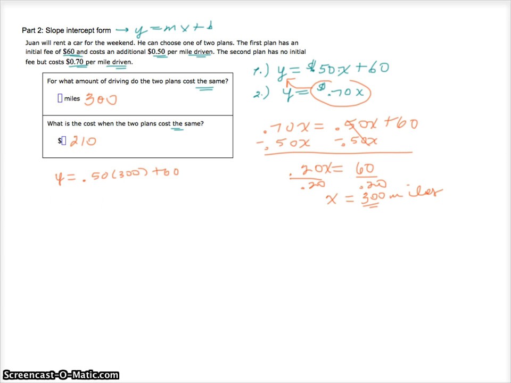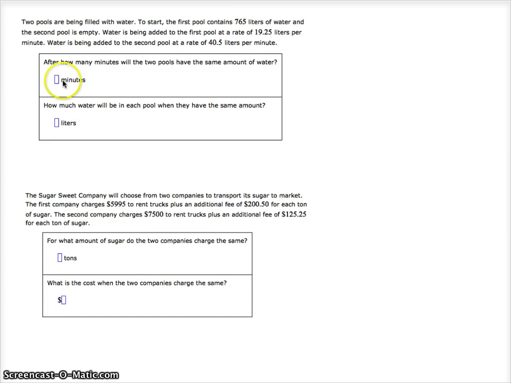Let's look at a couple more examples. In the top example, it says the two pools are being filled with water. To start, the first pool contains 765 milliliters, and the second pool is empty. Water is being added to the first pool at a rate of 19.25 liters per minute. Water is being added to the second pool at 40.5 liters per minute. After how many minutes, so let's make minutes x, will the two pools have the same amount of water?